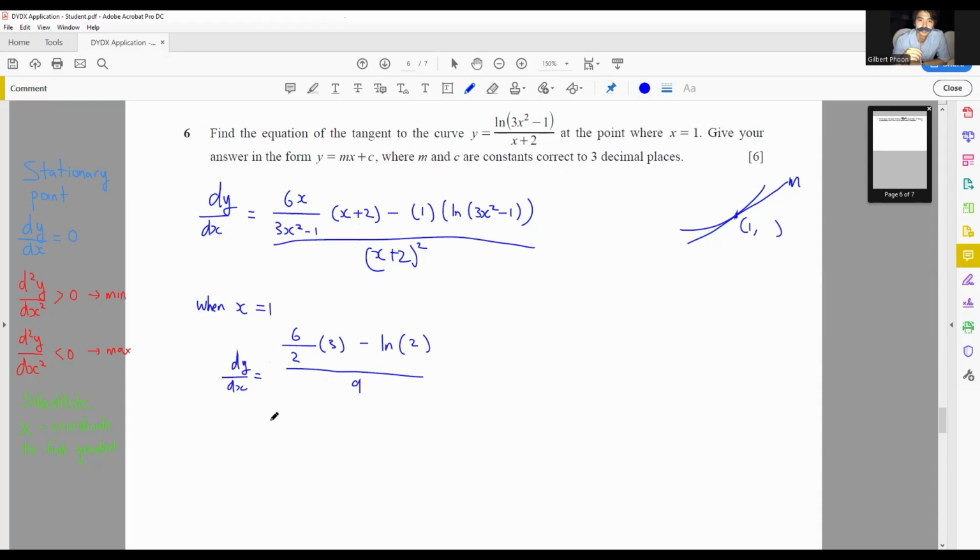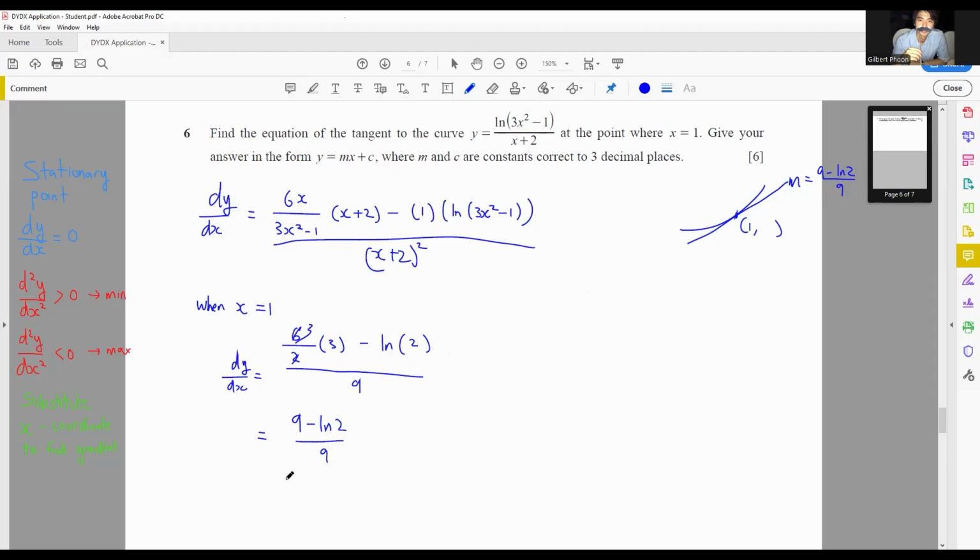Now, before we type it into the calculator, I would like to use exact values as much as possible. This is just (3 × 3 − ln 2) over 9, which is (9 − ln 2) over 9. The reason is because this is far from the final answer, right? If I start simplifying now, the decimal in my final answer might be off by a little. So try to use exact values before the final answer. This is the gradient, (9 − ln 2)/9.